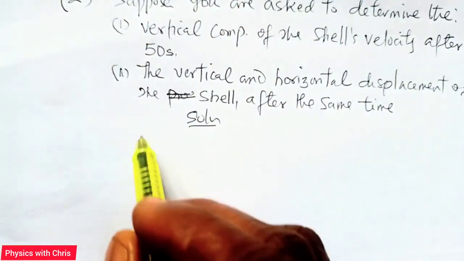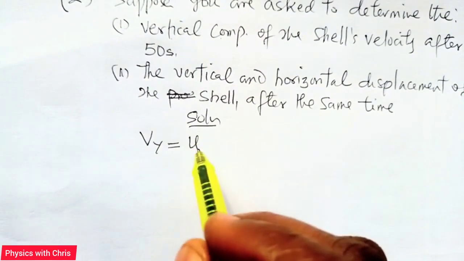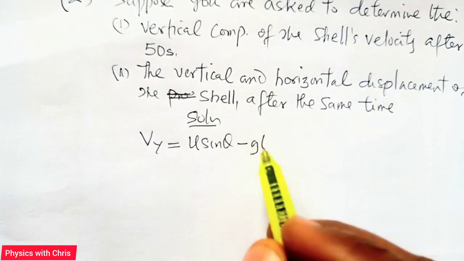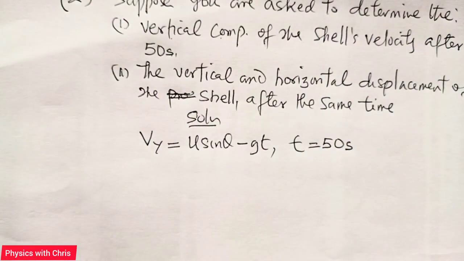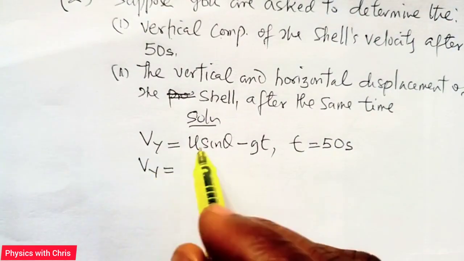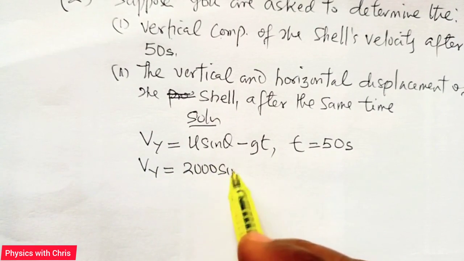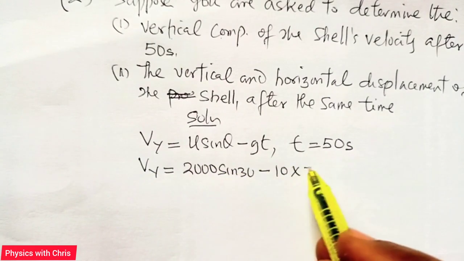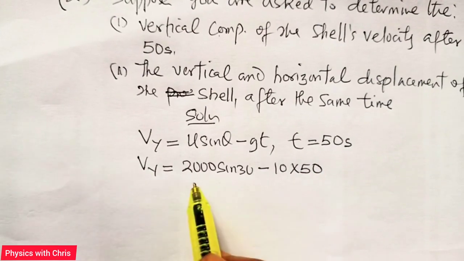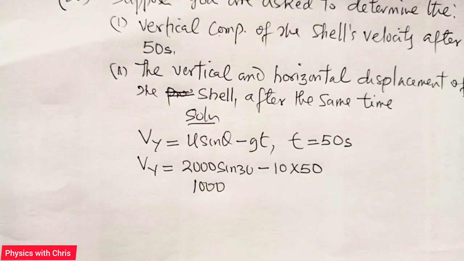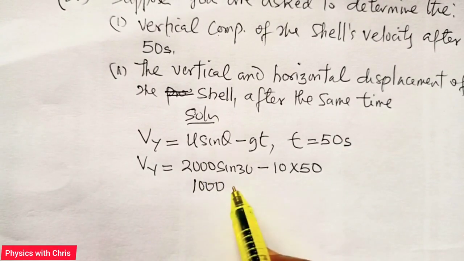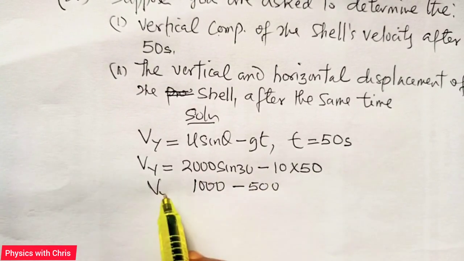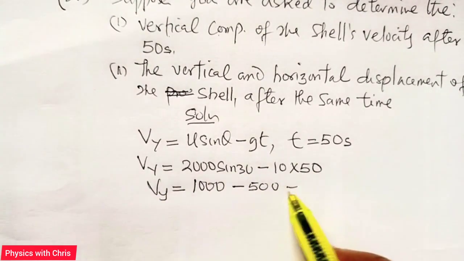Now we can write Vy equals u sine theta minus gt, where t is 50 seconds. 50 seconds later, what is the vertical velocity? Vy equals 2000 sine 30 minus 10 times 50. That will give you 1000, because 2000 times sine 30, which is 0.5, is 1000, minus 500. So the vertical velocity of the shell after 50 seconds will be 500 meters per second.